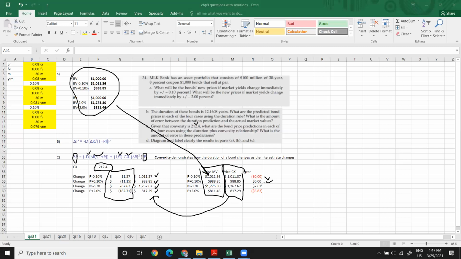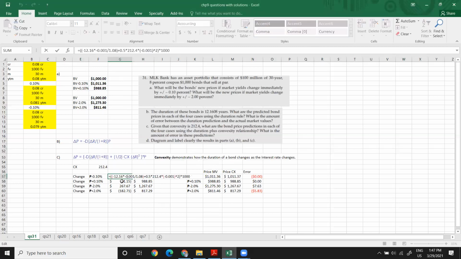So the conclusion we can make is that the convexity estimation to predict the bond price is more accurate than using duration only. So the convexity should be plugged into the formula, I mean the formula should be modified with the change in the price. That would give us a more accurate estimation of the prediction of the price for the bond.